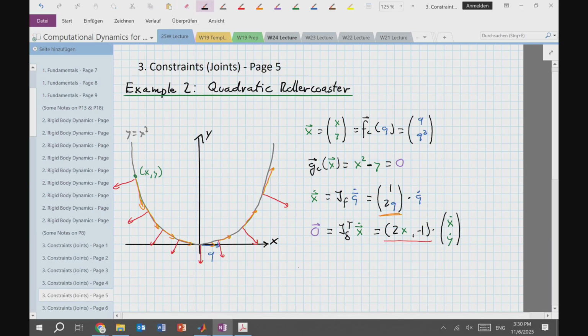Does the magnitude of JF have a meaning? JF, yes, because JF gets scaled with q, right? So if JF is twice as large, then the same q dot will give you twice as large of an x dot.